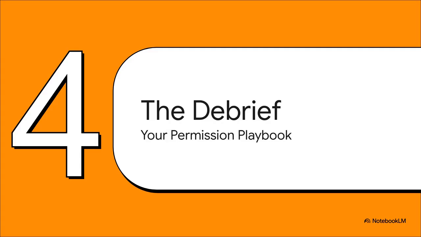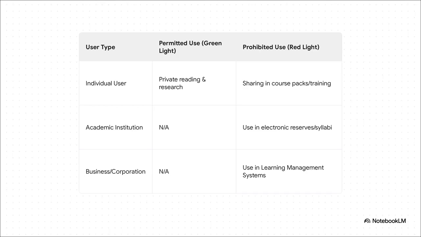So we've decoded the jargon, we've identified the players, and we totally understand the rules. For our final step, our debrief, let's put it all together into a super clear, simple playbook so you know exactly what the green lights and red lights are. This chart really lays it all out pretty clearly. If you're an individual user, hey, you get a green light for your own personal reading and research. It's that simple. But for academic institutions and for businesses, using this content for teaching or training, that falls squarely in the red light category under this specific license. They're prohibited from doing it without getting more permission.